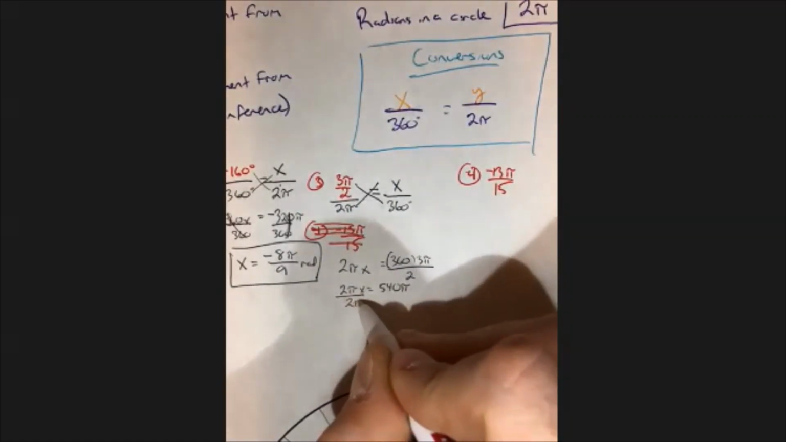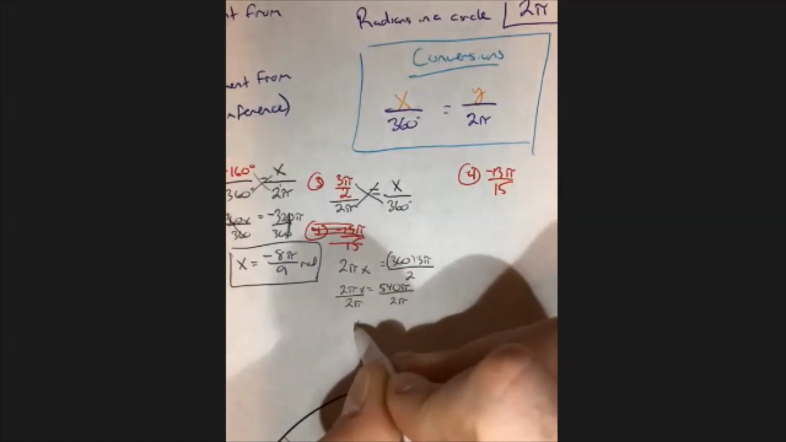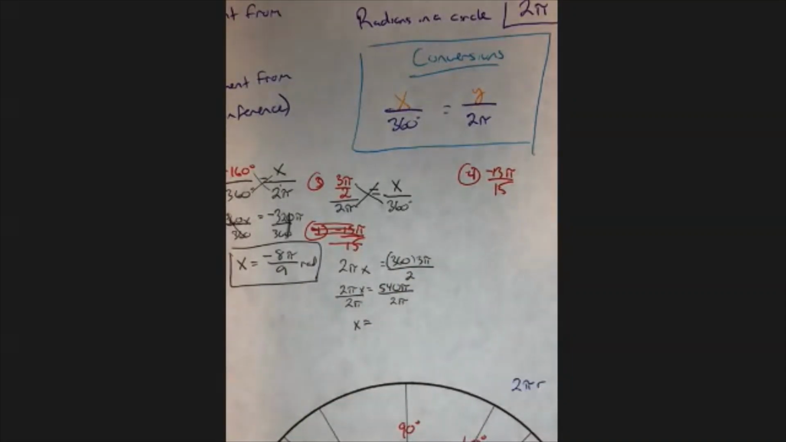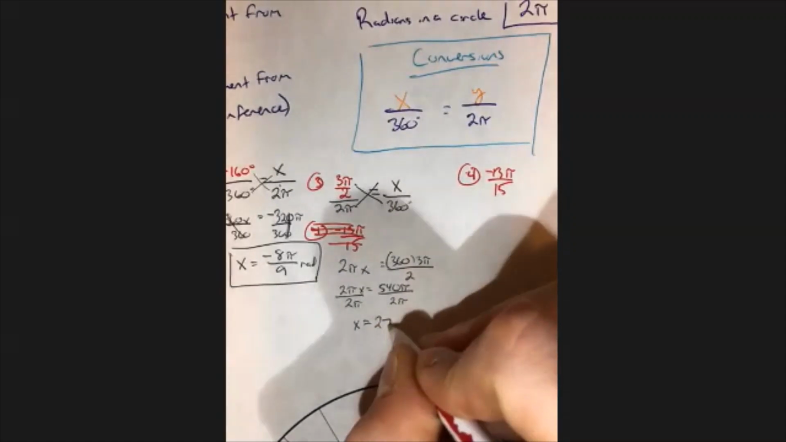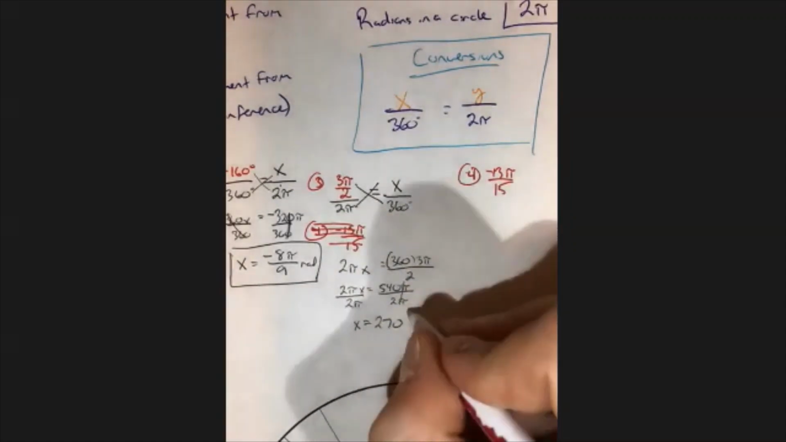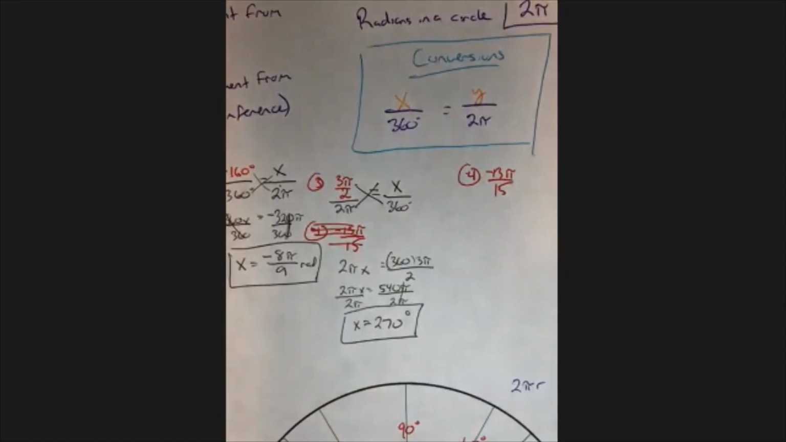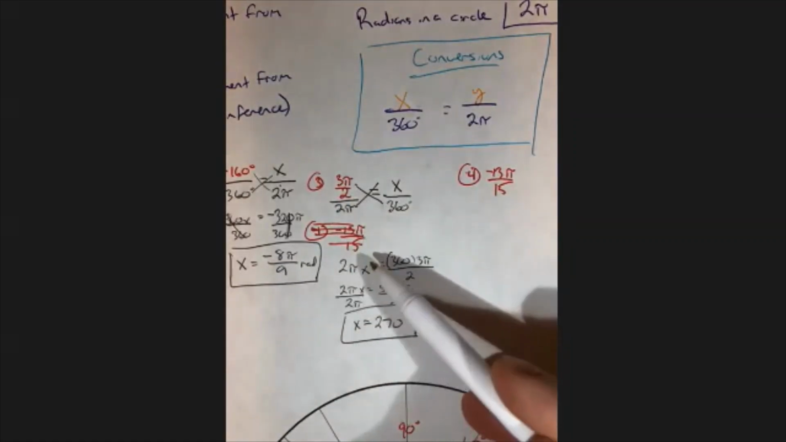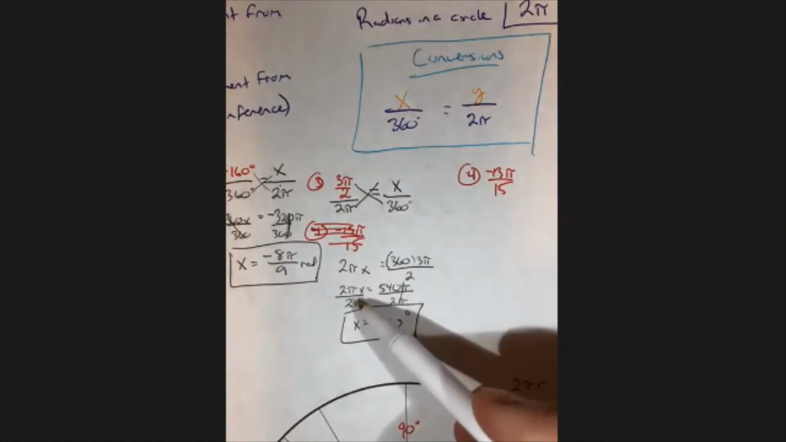Divide both sides by 2 pi. 540 divided by 2 is going to land me 270. And my pi's cancel out, so 270 degrees. Do we see how that works? We just set up a proportion, cross multiply, and solve for what we don't know.